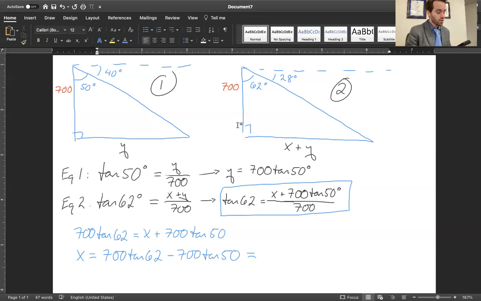And I get 482.28. For large numbers, you don't worry too much about decimals. So 482. The only length that was given here was in feet. It was from top to bottom, 700 feet, so all other lengths must be in feet. So in order to have these differences in angles, the two houses must be 482 feet apart.